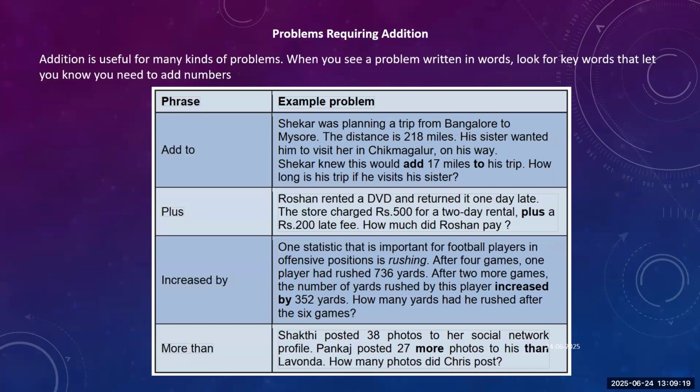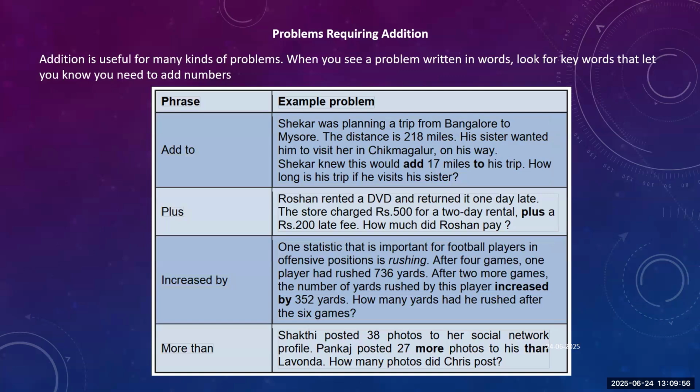The other term that comes in addition problems is increased by. After 4 games, one player had rushed 736 yards. After 2 more games, the number of yards rushed by this player has increased by 352. How many yards had he rushed after the 6 games? So 736 plus 352. Can you add it quickly by the partial sums method? 700 plus 300 is 1000, so 1088.